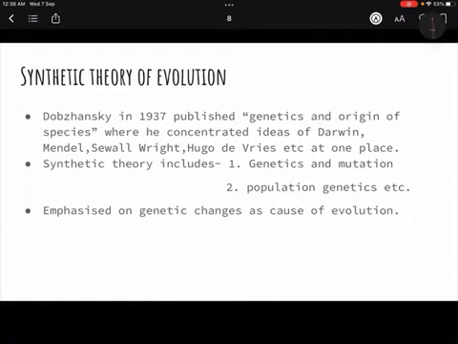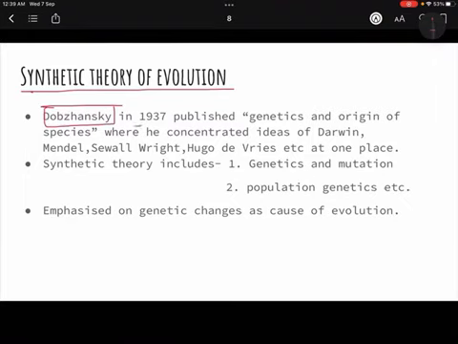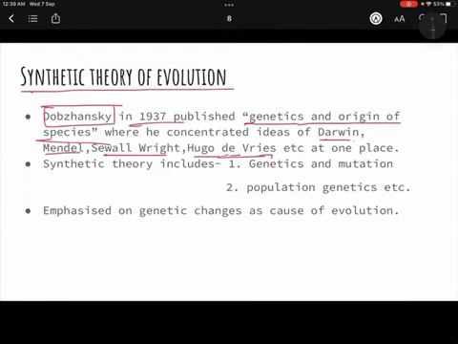So a new modern theory came up, which is known as the synthetic theory of evolution. It is called synthetic theory because it is a synthesis of many theories and the works of many biologists, evolutionists, people who have done different works. This theory was compiled and published by Dobzhansky. In 1937 Dobzhansky published Genetics and the Origin of Species, where he concentrated the ideas of Darwin, Mendel, Sewall Wright, Hugo de Vries, etc. So he synthesized the ideas of many thinkers and evolutionists.